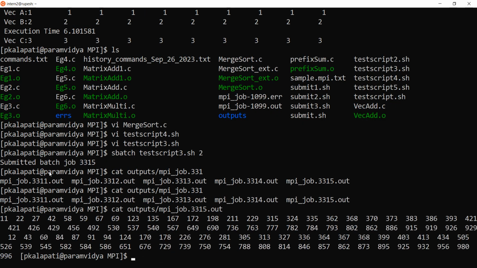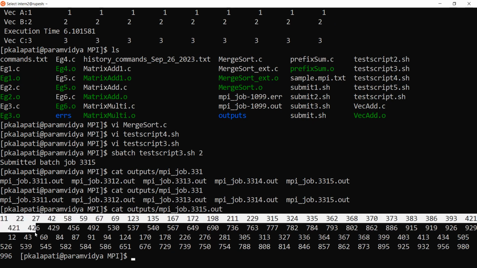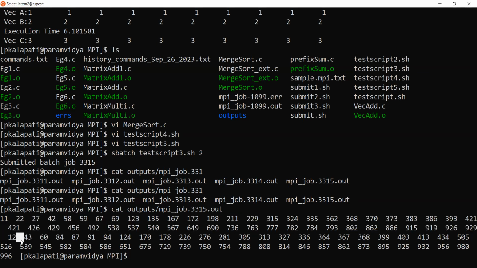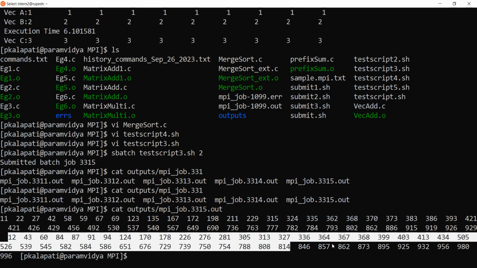Here, there is global data, and on that global data we performed the merge sort operation with the help of two processes. What can you see here? You can see that these are the first 50 elements, and the first 50 elements are in sorted order, and the next 50 elements are in sorted order. What is our objective? Our objective is to merge these two sorted lists into a single list, right?